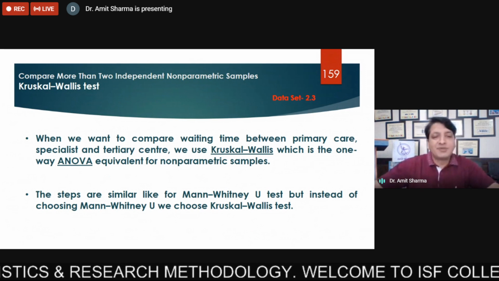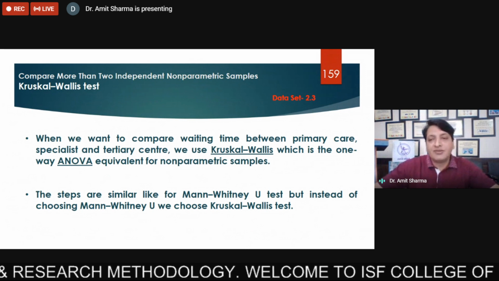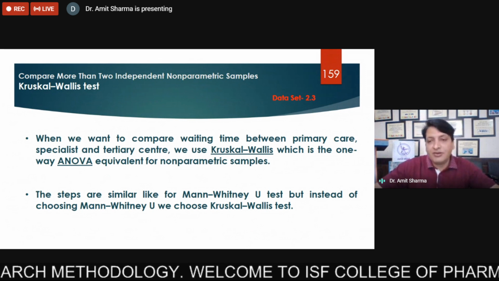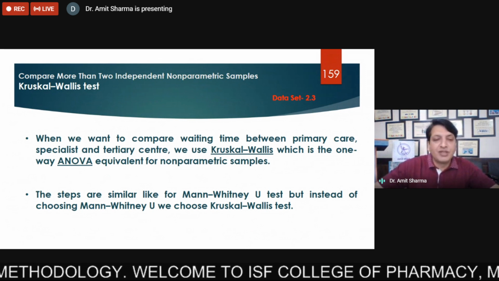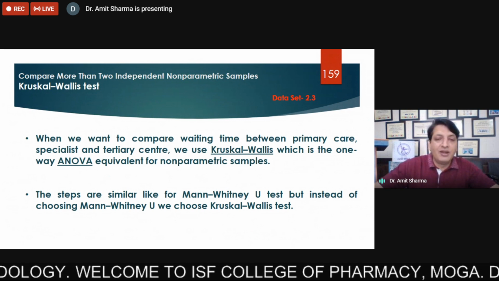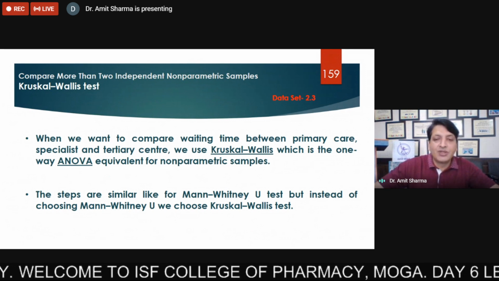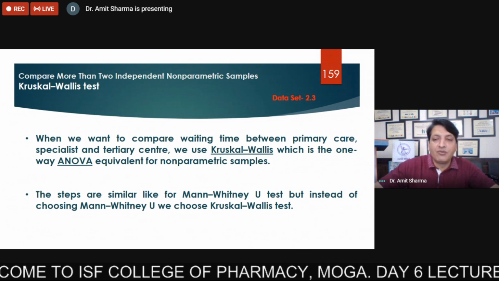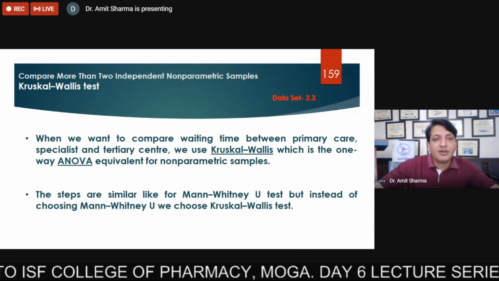So the steps are similar to the Mann-Whitney test, which we have done today itself. But instead of choosing Mann-Whitney U, in the fields tab or in the settings, you have to choose the option called Kruskal-Wallis test. So how to do it?